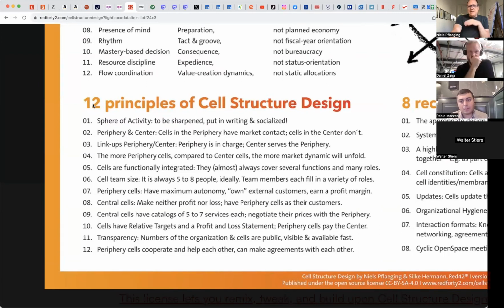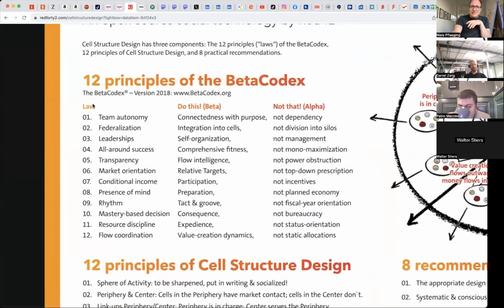Here's the thing about this. This set of principles is indivisible. We say you cannot take any of these principles out, otherwise it stops making sense. For example, take number 11 out, transparency. Numbers of the organization and of the cells are public, visible, and available fast. If you take that out, the whole concept collapses in a way. You cannot run a cell structure without having transparency of the numbers. So we say all this is cell structure design, all this together, not one principle that you understand or like, while another is excluded because you dislike it. No, the whole thing is cell structure design together with this whole thing.